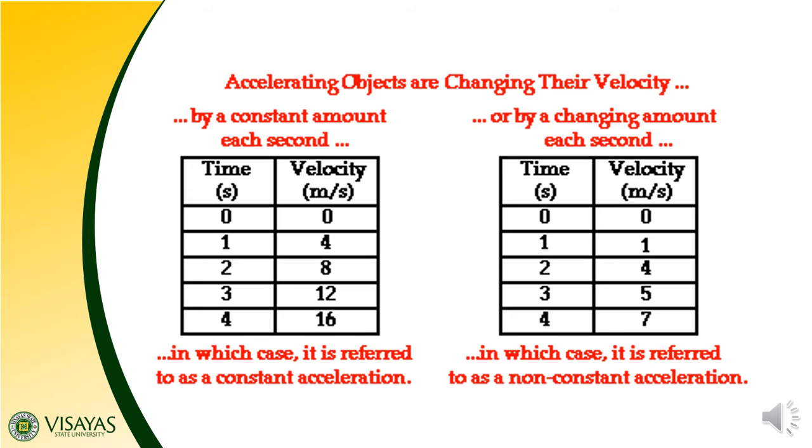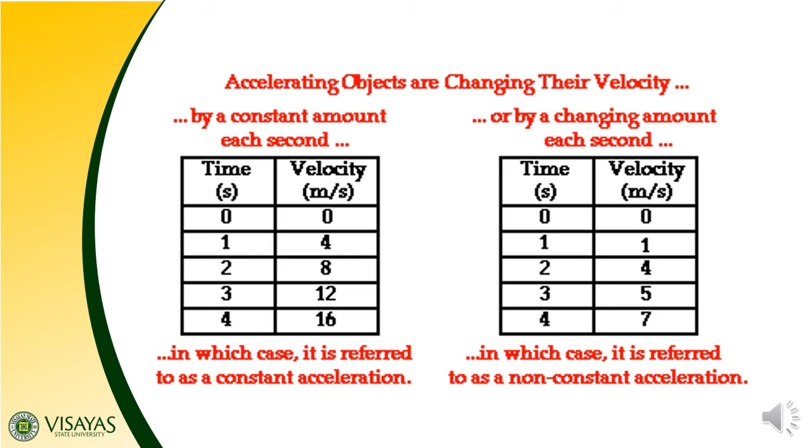So in this first table, the velocity is changing by a constant amount each second, which is referred to as constant acceleration. Therefore, for us to define constant acceleration, velocity must be changing by a constant amount each second. As we can observe here, the time is changing by 1 second. So every second, the velocity is also changing by a constant amount, which is 4 meters per second.